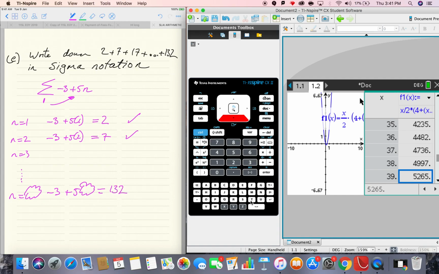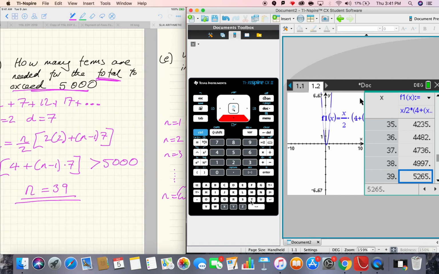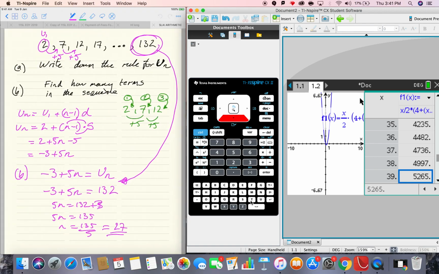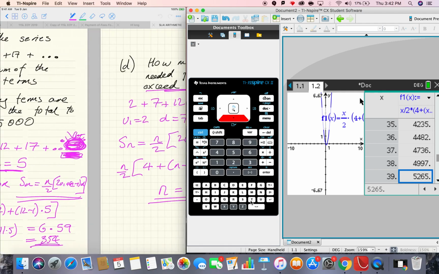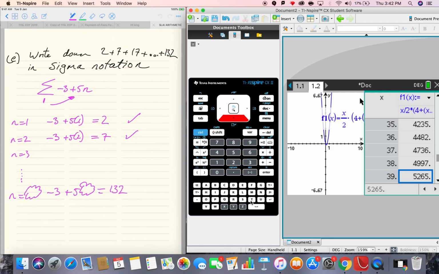we get 132 coming out. So let's have a look at the start again. We've already got the answer here, haven't we? Because we said that 132 turned out to be the 27th term in the sequence. So we're going to use that information now in the final part, because we have to add up all the numbers from 1 to 27. You can put n equals 1 here, and you can put n equals 27 here.